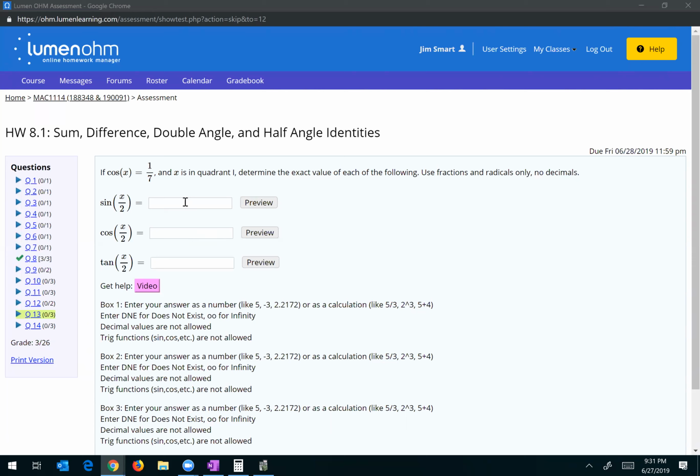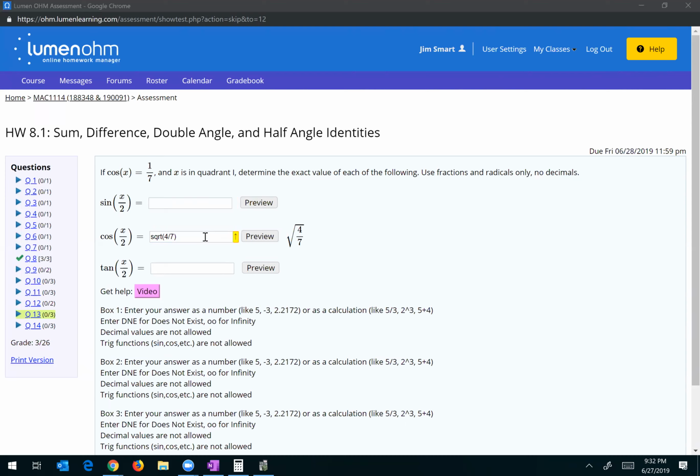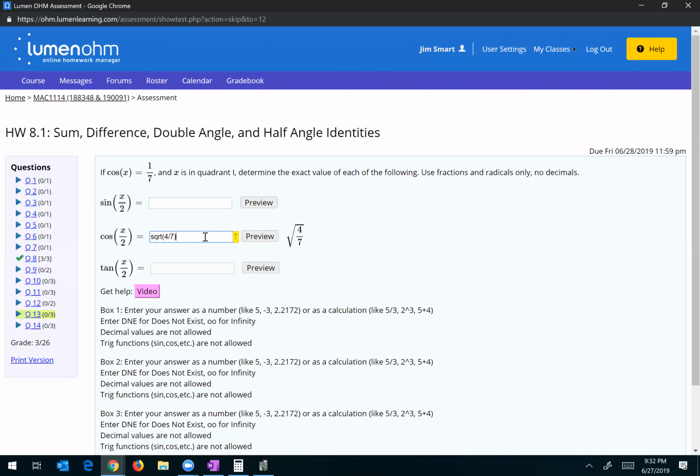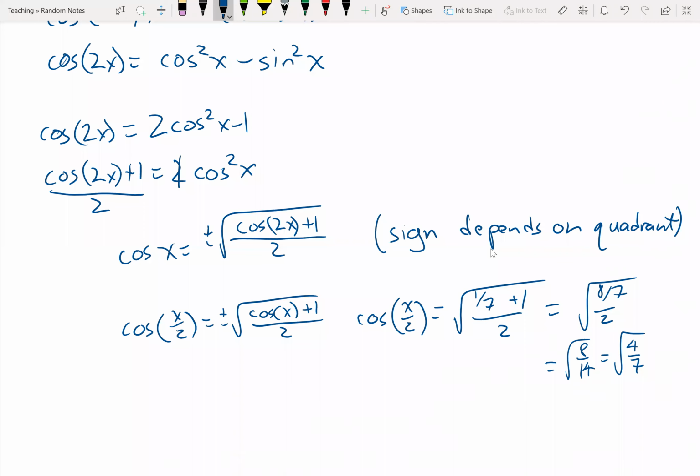All right, that's the problem. So let's see here. So that was this one, the square root of 4/7, I think, right? 4/7, okay. All right. And it's similar for the other one, for sine.